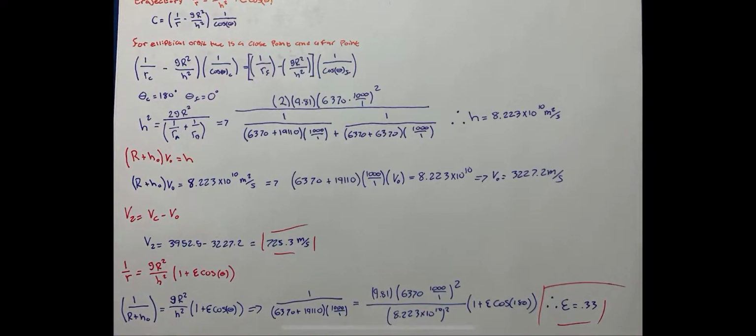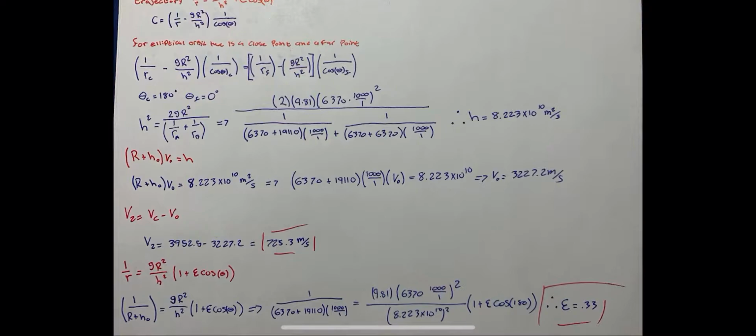And since we know that theta when it's close and theta when it's far is 180 and 0, we can plug that all in and come up with h squared is equal to 2gr squared over 1 over RA plus 1 over RB. And since we know all those, we can go ahead and plug in the knowns. We'll come up with h is equal to 8.223 times 10 to the 10th meters squared per second.